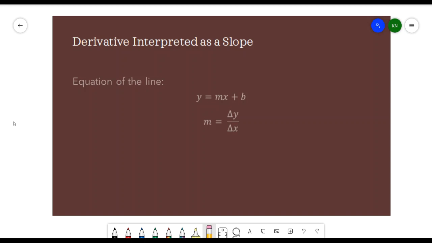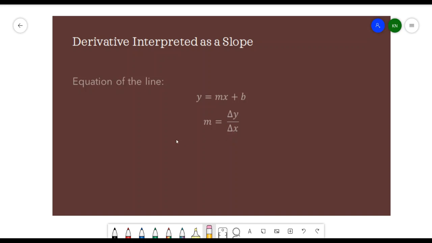So if you can remember, we have here the equation of the line, which is y = mx + p, and m here is what we call the slope, and also m is equivalent to the change of y over the change of x. Again, delta is also understood as the change. That is the change of y over the change in x. So meaning to say, the change in y is dependent on the change in x.